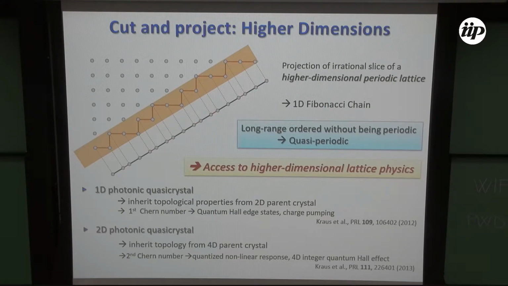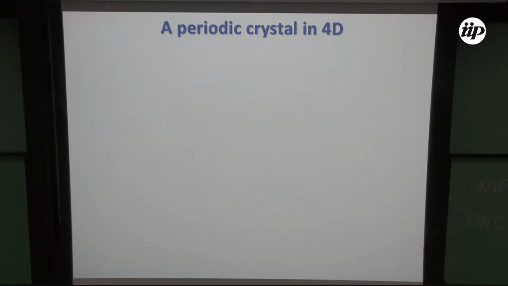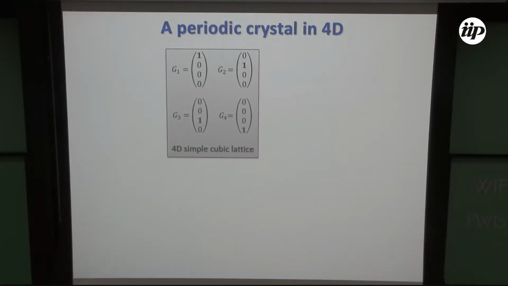And then they had a theory proposal that if I take a 2D photonic quasicrystal, that actually can inherit the topology from a 4D parent, so I can hope to take a 2D quasicrystal as a picture of 4-dimensional physics. And that's kind of what we're now trying to do. So keep this idea of cut and project in mind, and then think about the simplest possible crystal in 4 dimensions. Simple cubic, hypercubic in 4D.